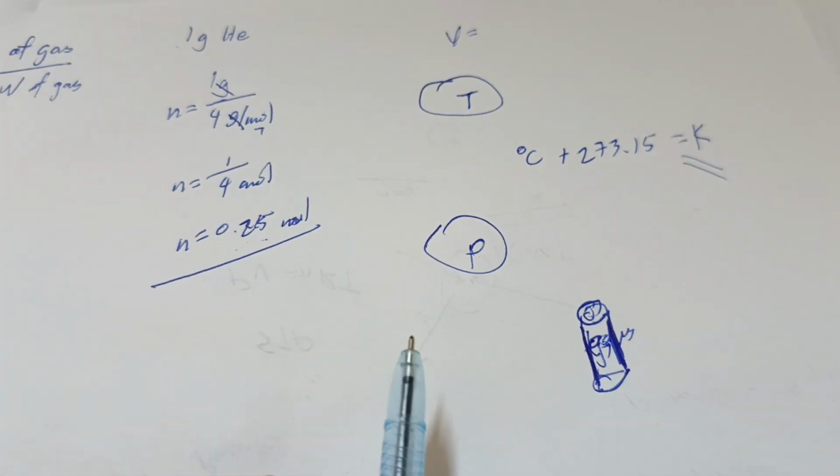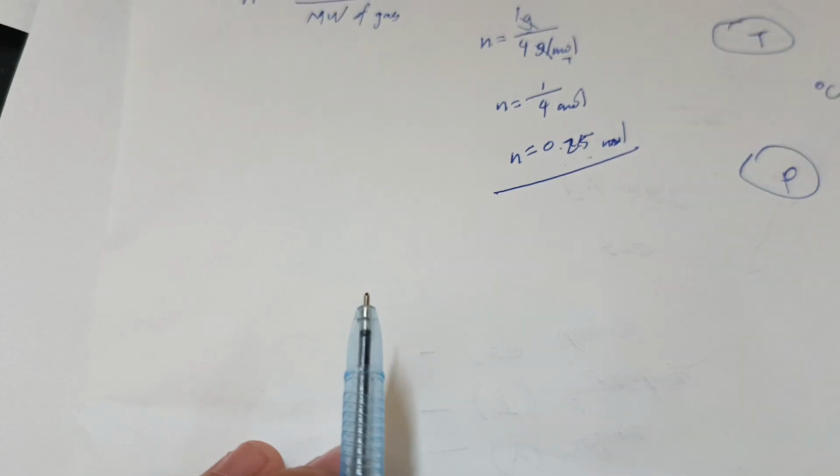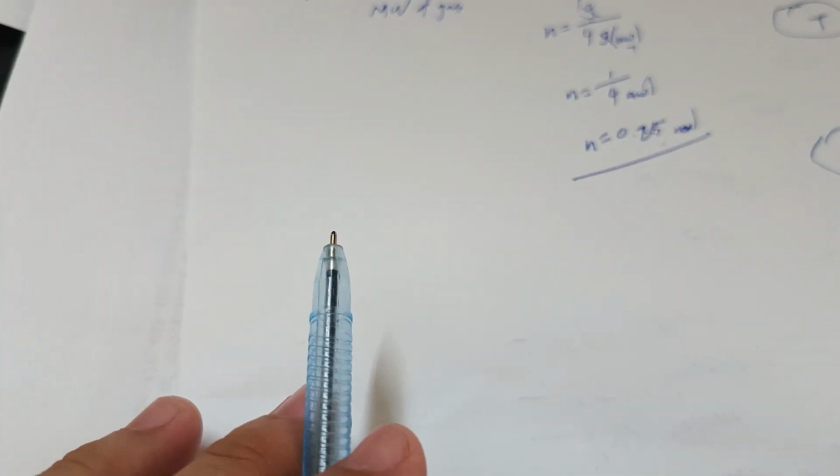Here in pressure, we have the so-called atmospheric pressure. And one of the units used in pressure is the atm.